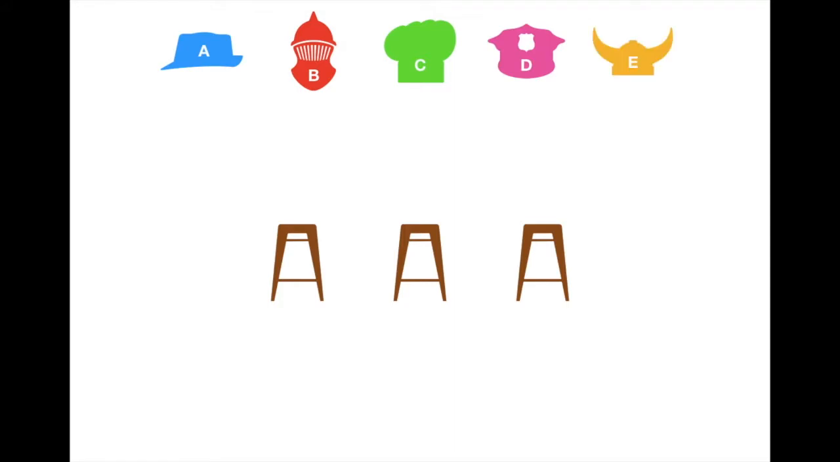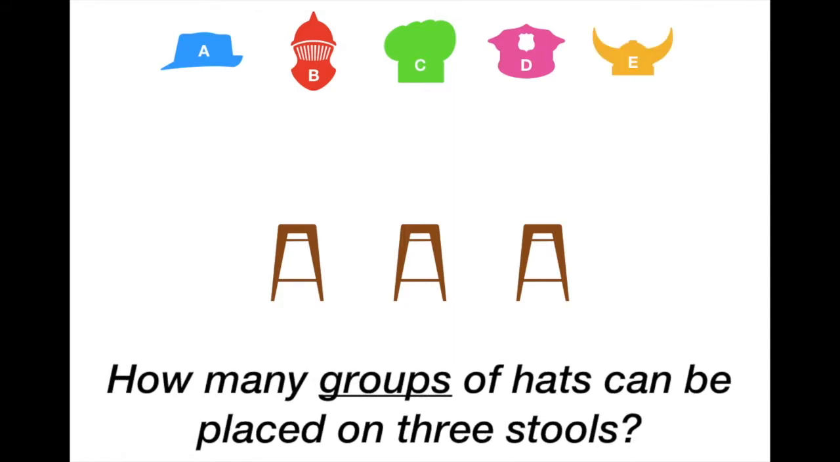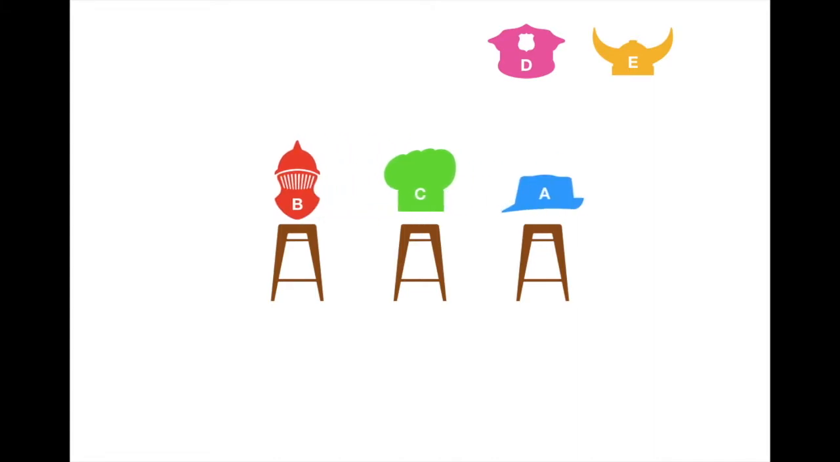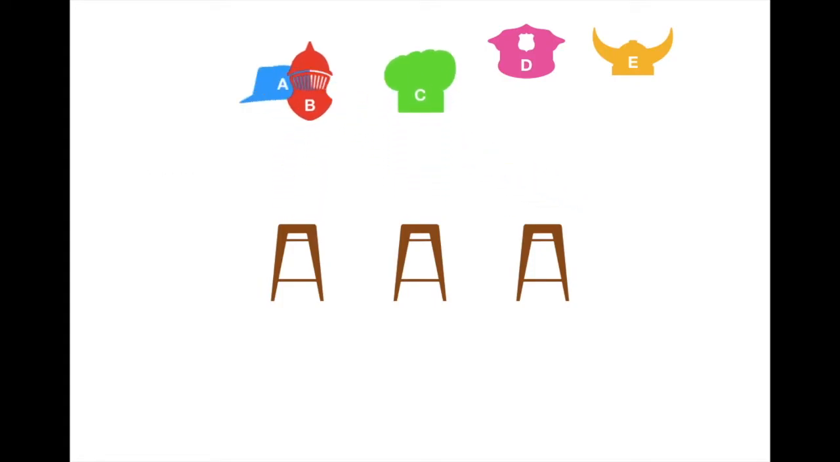Let's talk about combinations. Here I have 3 stools, and on these 3 stools I've got 5 hats to place down. What I'd like to know is how many groups of hats can be placed on 3 different stools. And when I say group of hats, I could talk about the group ABC. That's really the same group of hats BAC, and it's really the same group of hats BCA. At the end of the day, I have the same 3 hats placed on 3 different stools. So that's what I mean when I say a group of hats.